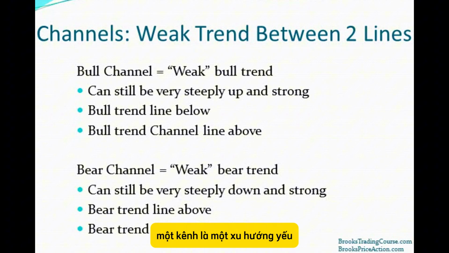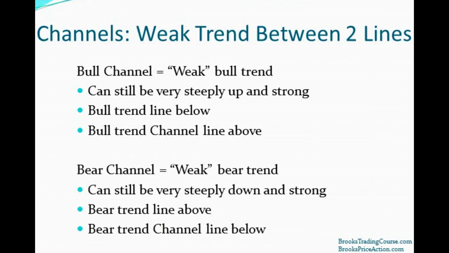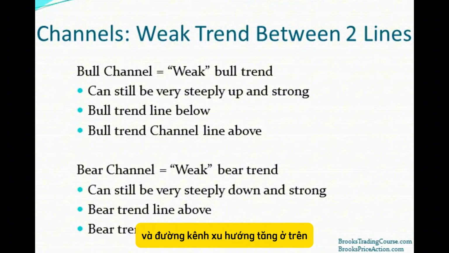A channel is a weak trend. It's a trend, but it's weak. It's not as strong as a breakout. Trends can either be breakouts, very strong, very vertical, or they can be channels. And a channel is a weak bull trend. It can still be very steep and strong, not as strong as a breakout. There's a bull trend line below and a bull trend channel line above.